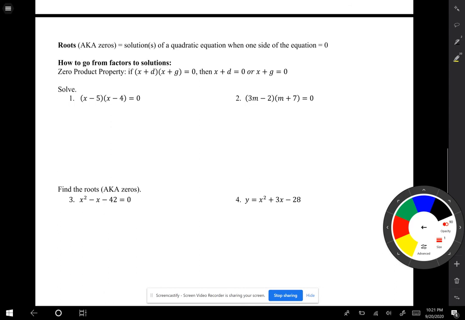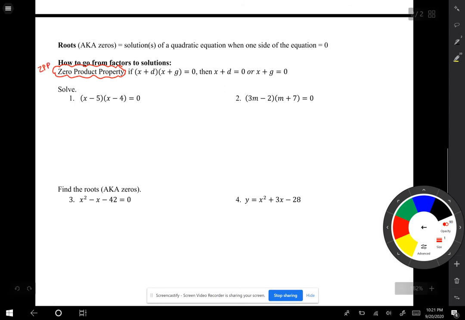So how do we go from factors to solutions? So the first page, all we did was we factored. In the second, these last 4 problems, we are asked to solve. So we are going to have to factor and then solve. And we are going to use this property called zero product property. I just call it ZPP.